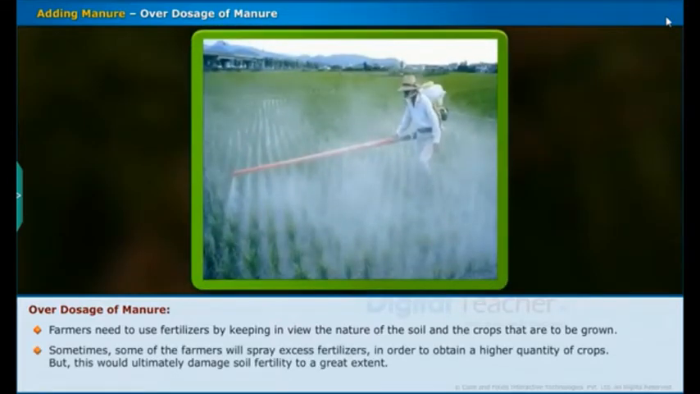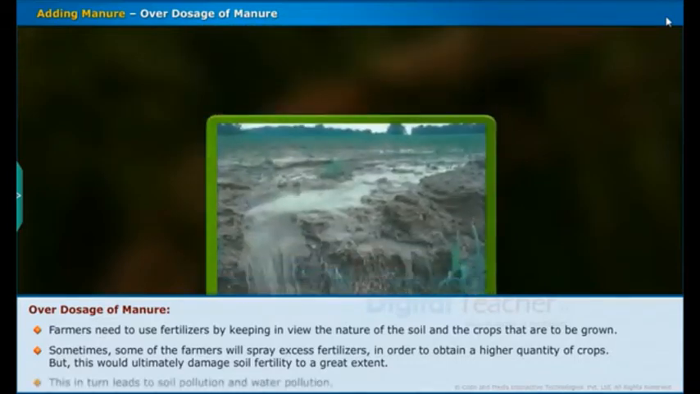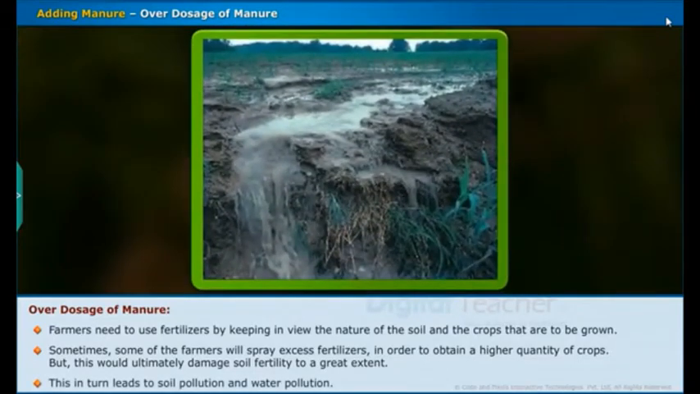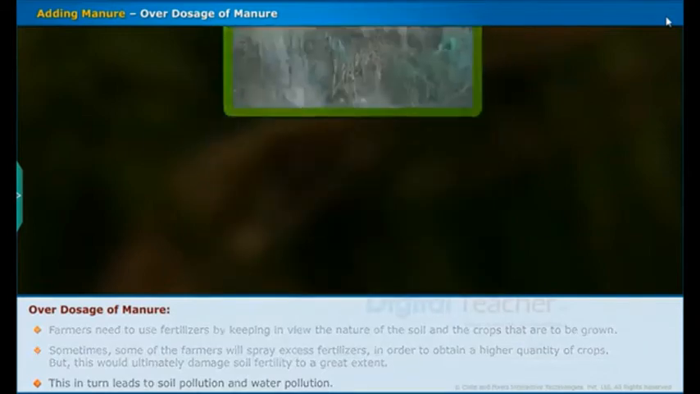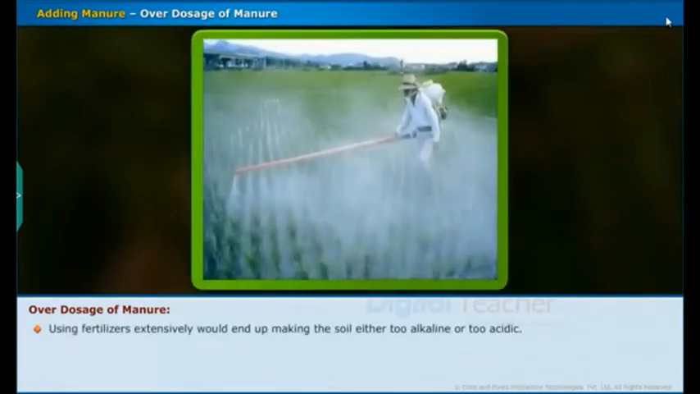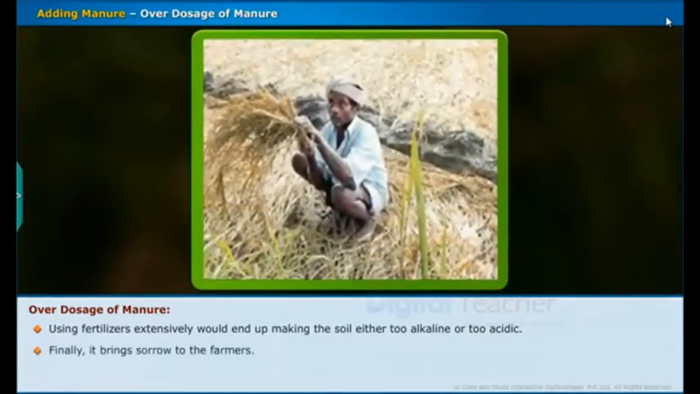Sometimes, some of the farmers will spray excess fertilizers in order to obtain a higher quantity of crops. But this would ultimately damage soil fertility to a great extent. This in turn leads to soil pollution and water pollution. Using fertilizers extensively would end up making the soil either too alkaline or too acidic. Finally, it brings sorrow to the farmers.